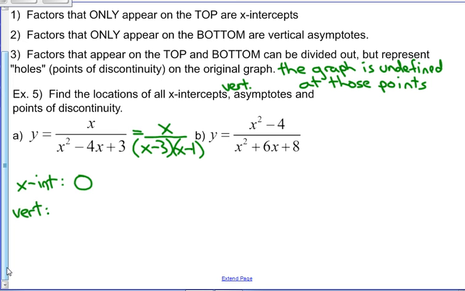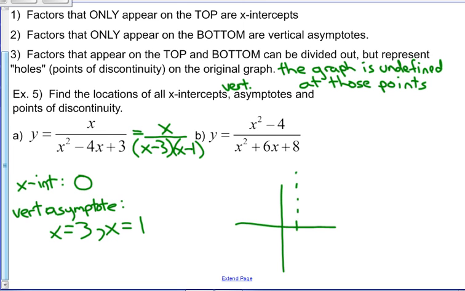Those are going to be our vertical asymptotes. There's a vertical asymptote at each of those factors on the bottom, namely where x equals 3 and x equals 1. And here I do have to write x equals because I'm talking about a vertical line at 1 and a vertical line at 3. If you went and grabbed a graphing calculator and graphed that function, you would find a vertical asymptote at 1 and 3.